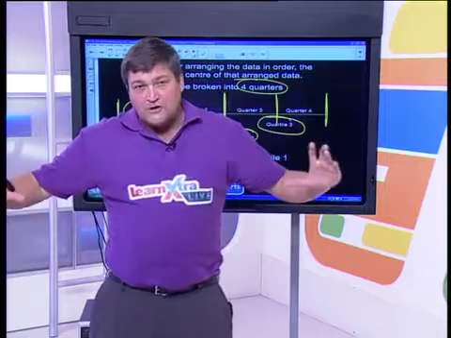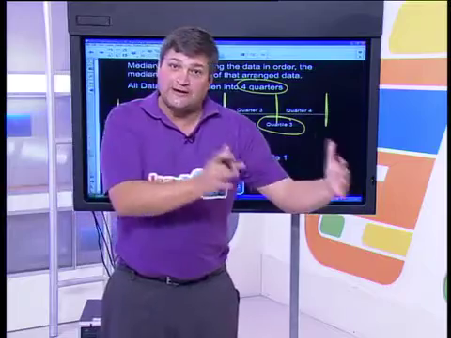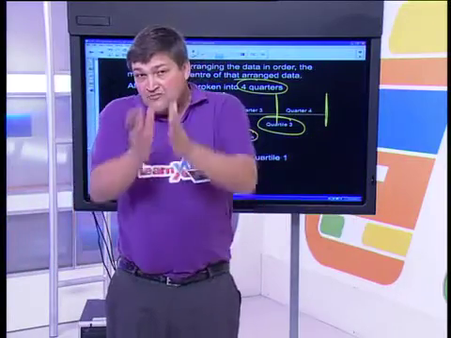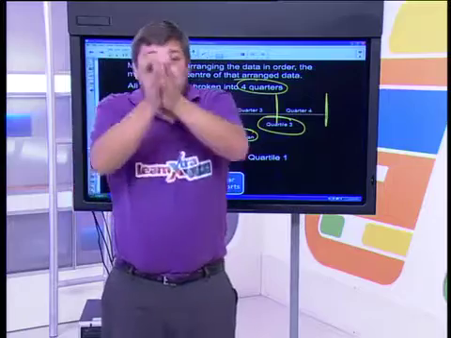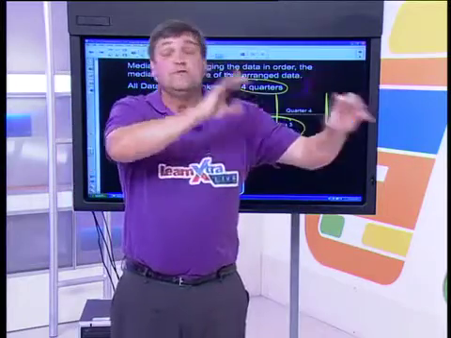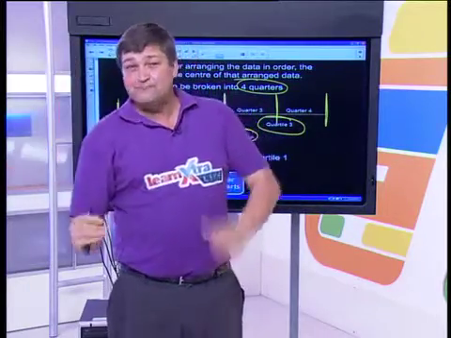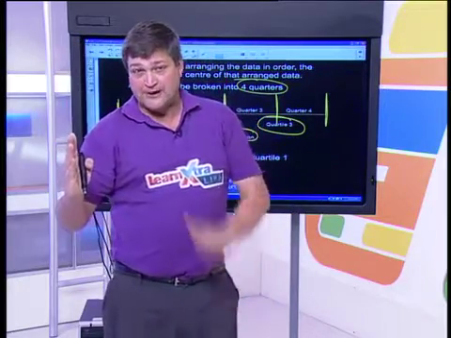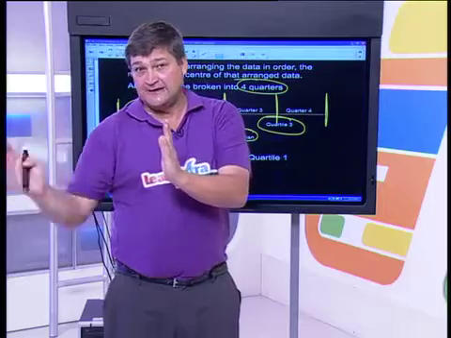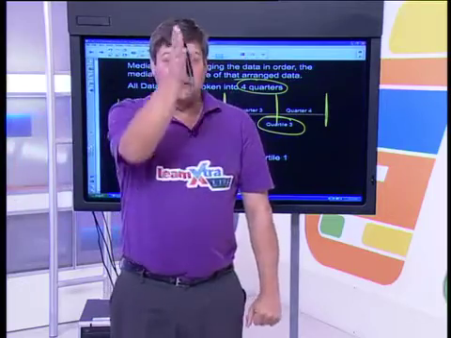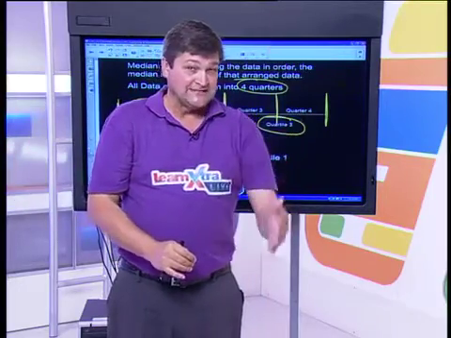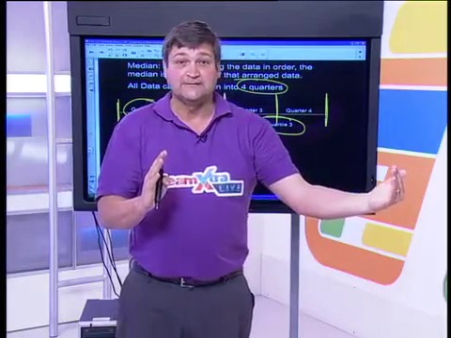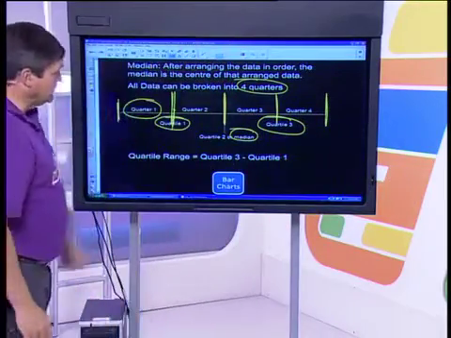I can take all my data and I can arrange it in order from the smallest right through to the biggest. Okay? Then I can break it up into 4 segments or 4 quarters. The lines that break them up are called quartiles. Quartile 1 breaks it between the middle and the beginning. Quartile 2 is the middle. And quartile 3 breaks that data between the middle and the end. Absolutely. Okay, so that's how it all works out.